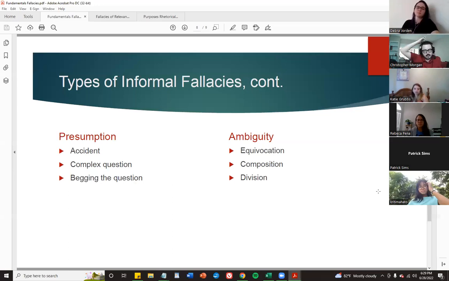Complex question is like, the popular example would be something like if I were to say, Deborah, have you stopped cheating on your assignments yet? It's a complex question. I've yet to prove that Deborah has been cheating on her assignments. It puts you in this kind of bind. If you say no, then you're admitting that you're still cheating on your assignments. If you say yes, then you're admitting that in the past you've cheated on your assignments. You have to reject the whole question, right, out of hand.